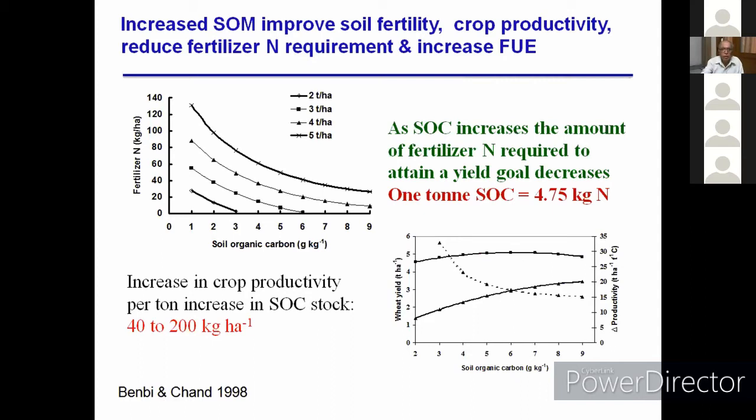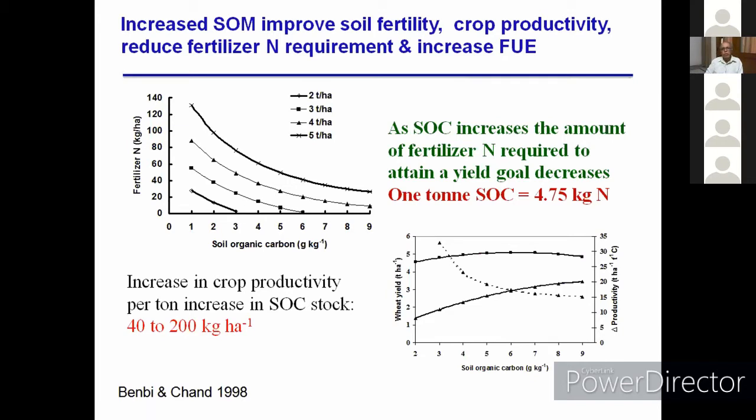For a given yield goal, if you are working with a carbon content of, let's say, 0.4%, you need something like this. But if you are working with a higher yield goal, you may need more. But at the same time, to attain the same yield goal, if your carbon content is much higher, maybe in some places you don't need any fertilizer. You see here, if you are working for 5 tons per hectare, at this level you don't need any fertilizer application.